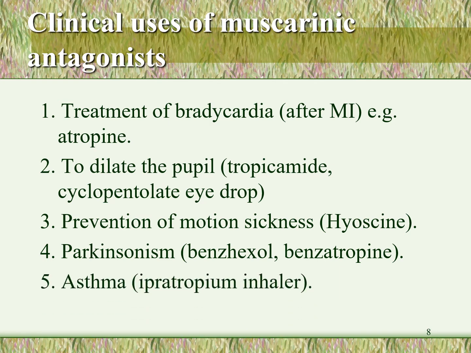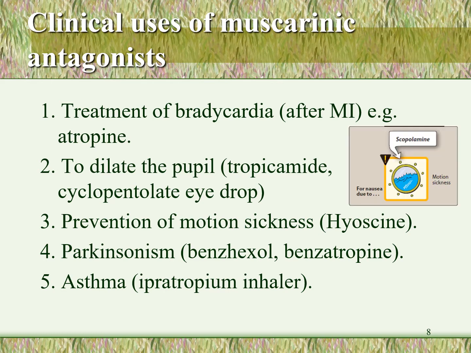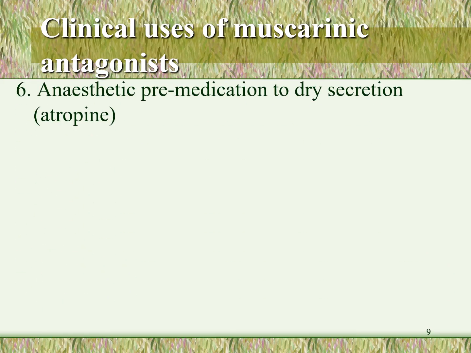Antimuscarinic drugs can also be used for treatment of asthma, as I mentioned, especially ipratropium as an inhaler, because it can produce bronchodilation through relaxation of bronchial smooth muscle. This is scopolamine for treatment of motion sickness. Also, antimuscarinic drugs can be used, as I mentioned, as pre-anesthetic medication to dry the bronchial secretions in order to enhance the clearance of the airways. Atropine can be used for this purpose.